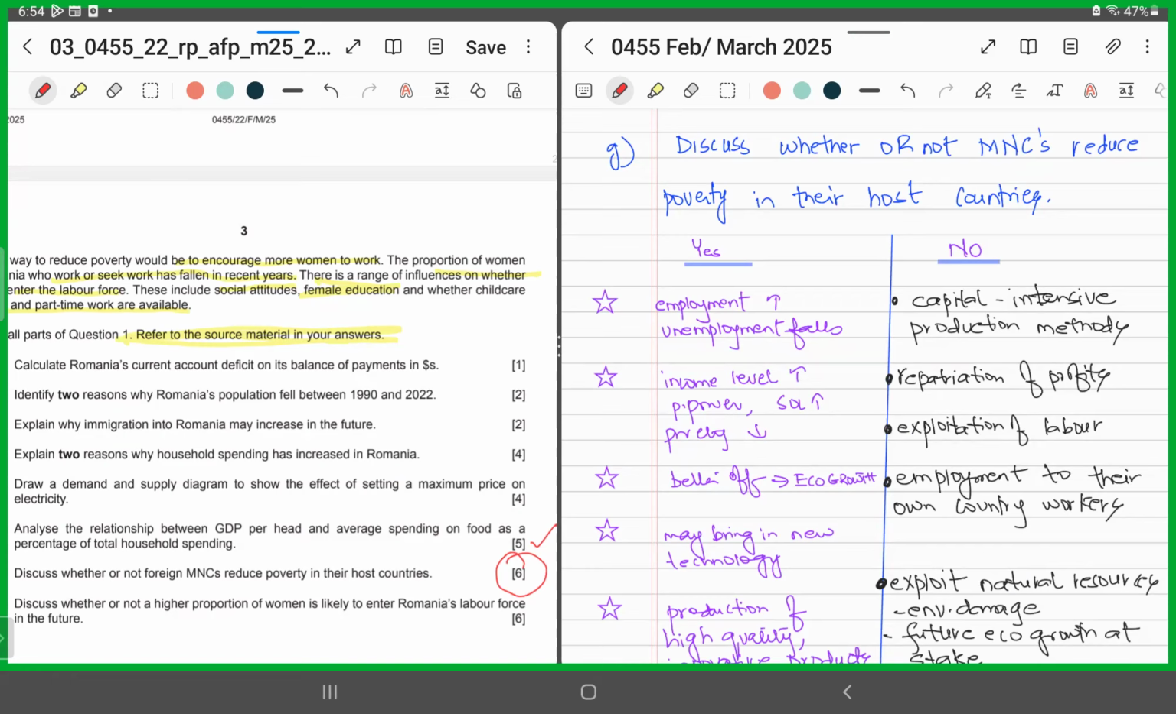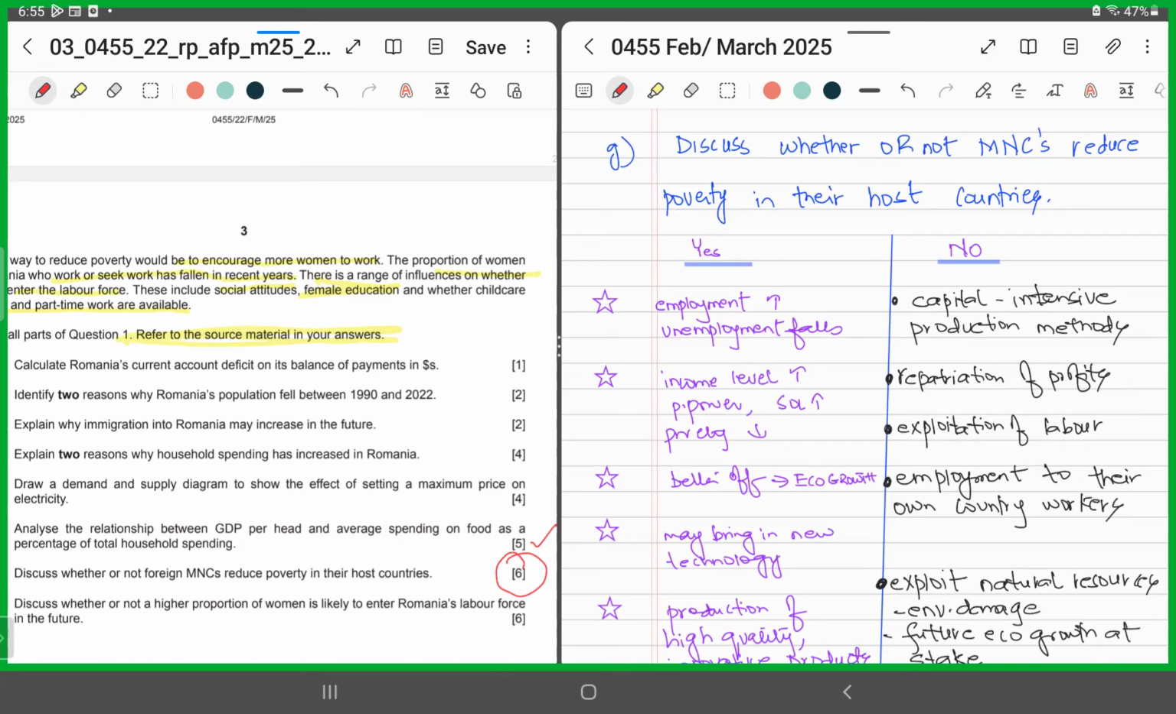Now, discuss whether or not MNCs reduce poverty in their host countries. So, first and foremost, what are MNCs? A multinational is a truly global business, right? With premises and productive operations in more than one country. This means a multinational will own a number of subsidiary companies located in other countries, and it will be producing goods and services in those countries. These goods and services can then be sold to consumers in these countries, or they could also be exported around the world, right? And the headquarters of an MNC is usually based in the country of origin, right?